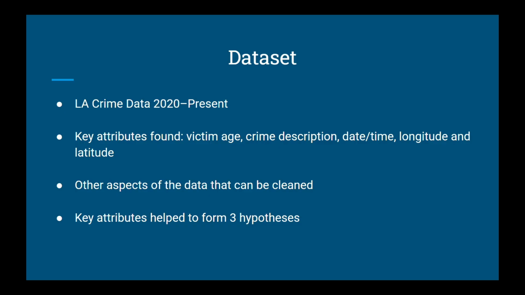Especially the one with the victim age. That was the first one I landed upon because I really wanted to focus on what crime affects which age range the most. That's why I really looked upon victim age. And of course, crime description, because you gotta know what crime you're dealing with. So those are the two data points that I went to immediately, and then I included the other ones because I thought these could also work well with my hypotheses.